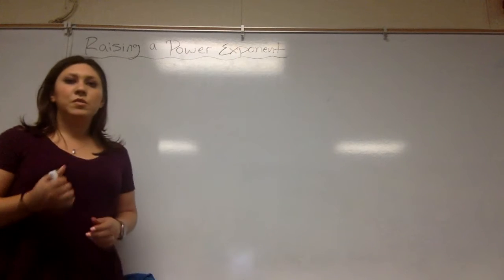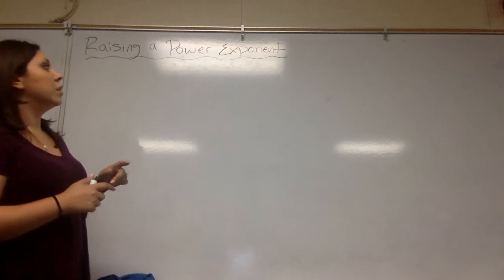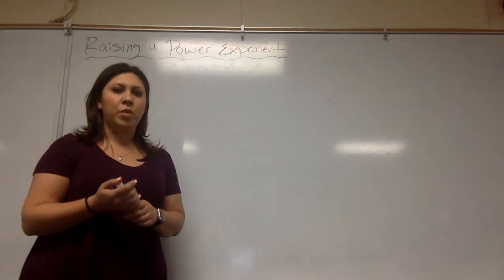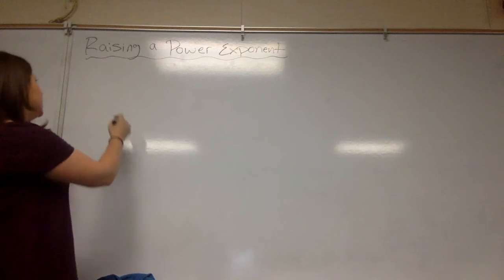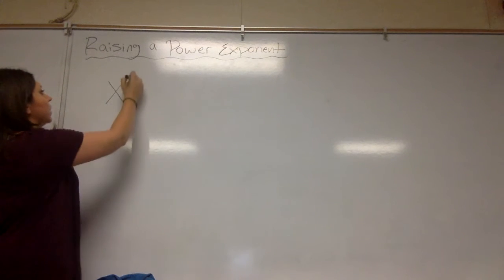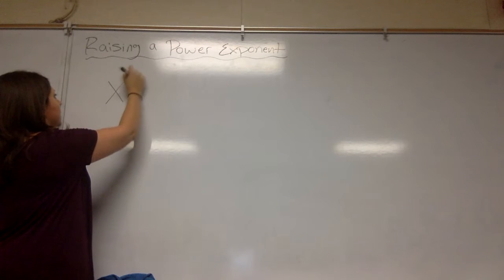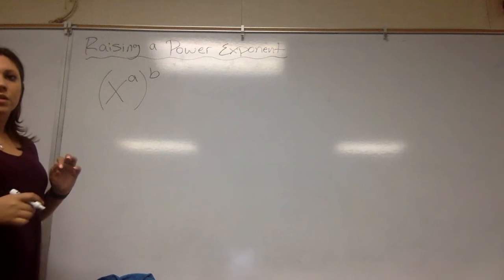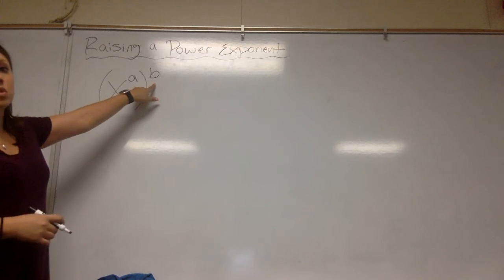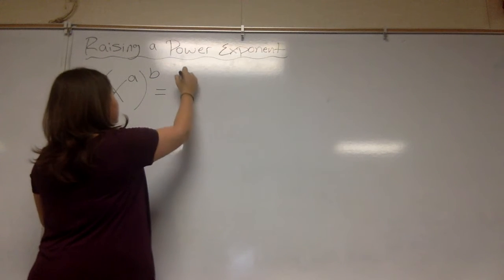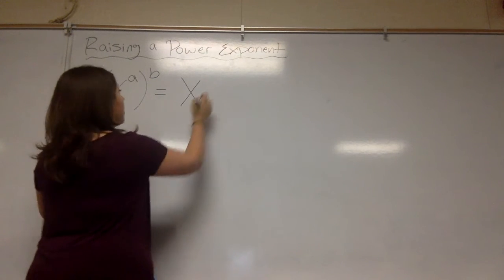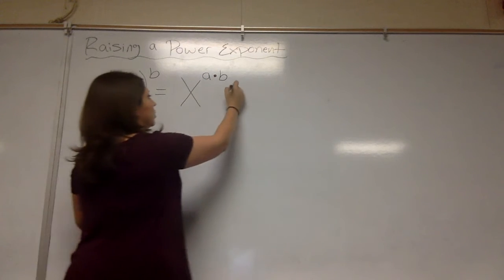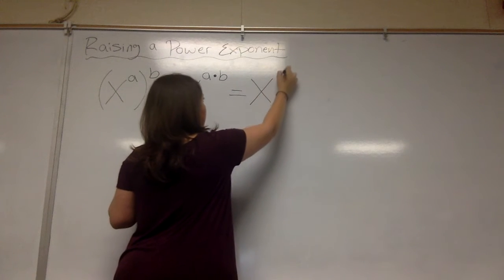Alright, so in today's lesson we're going to learn about raising a power to an exponent. It's pretty much called the power to a power property. What that basically means is we have a base. It has an exponent, so let's say it's A, and there's another exponent outside, B. What I'm going to do with these two exponents is multiply them up. So it'll say A times B, and that'll give me x to the AB.